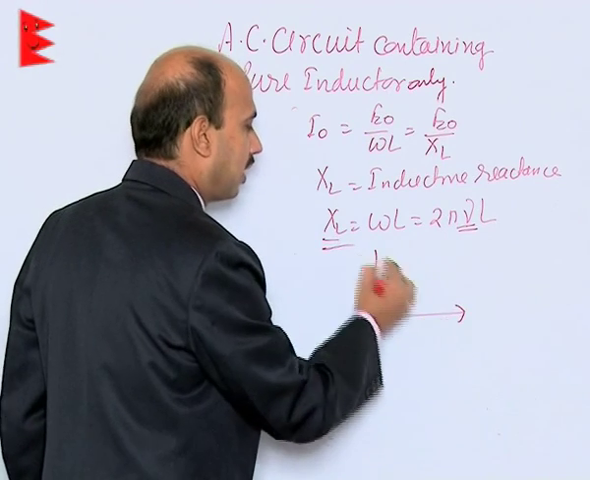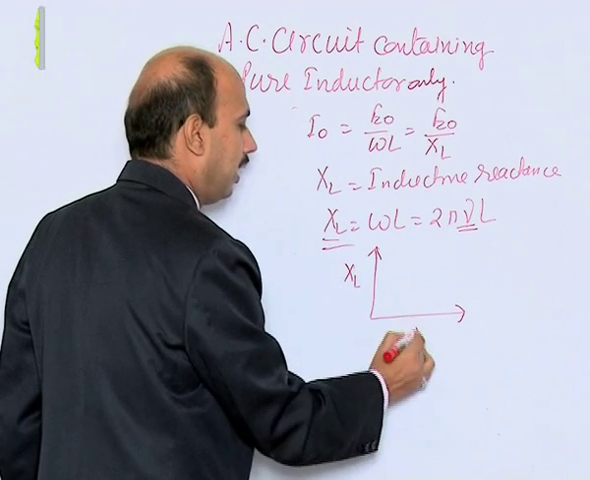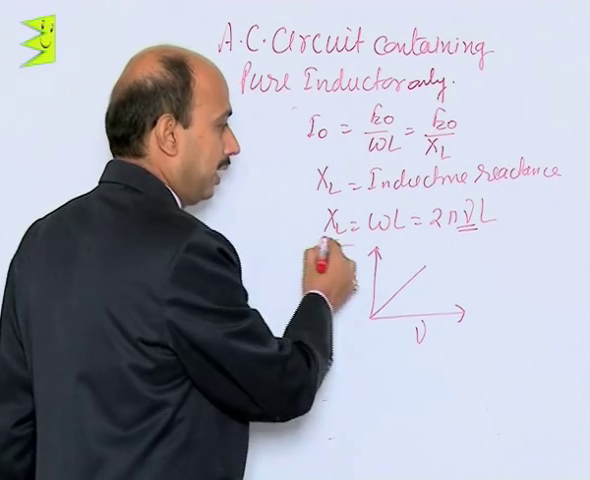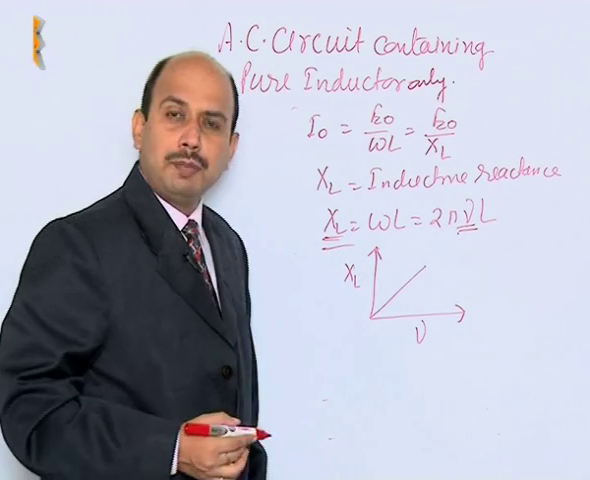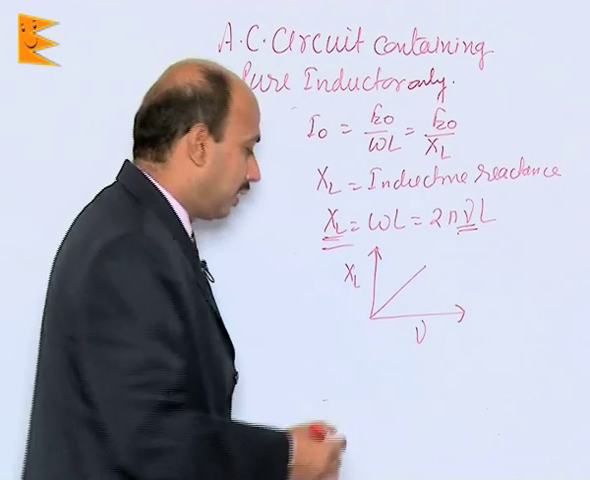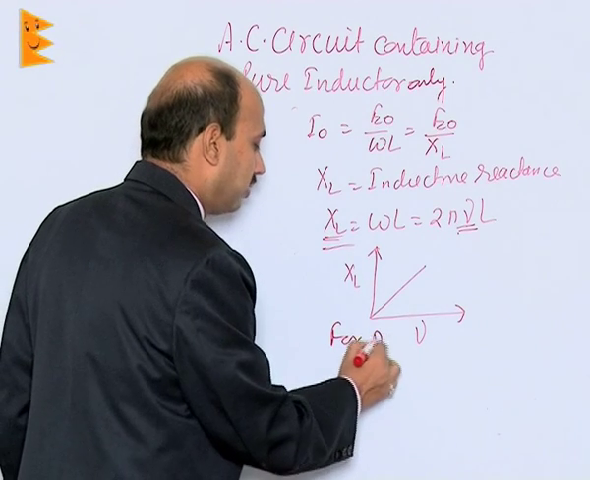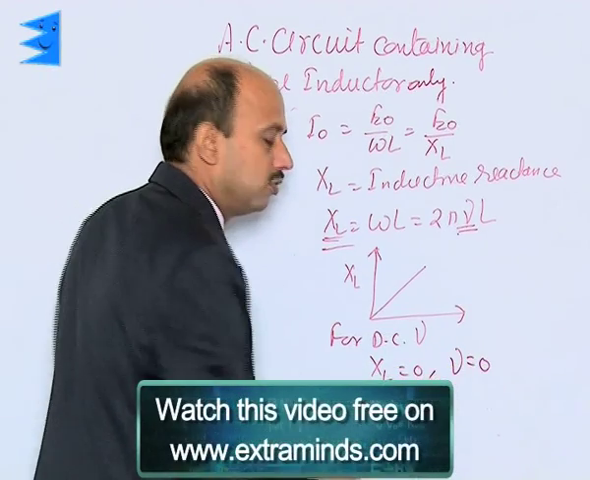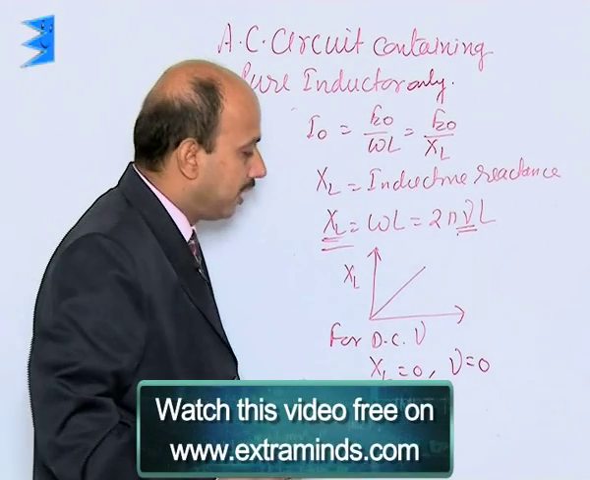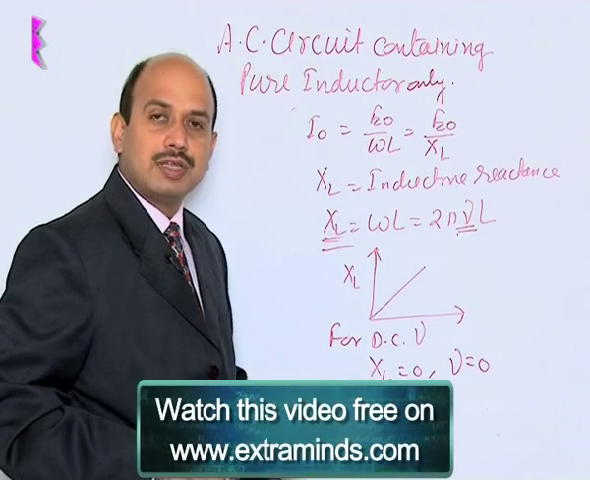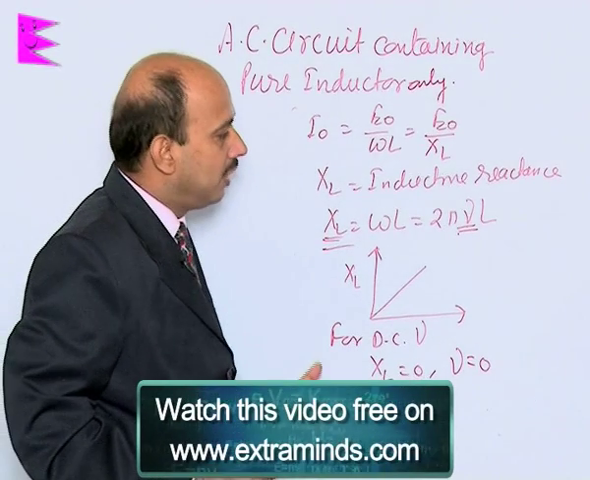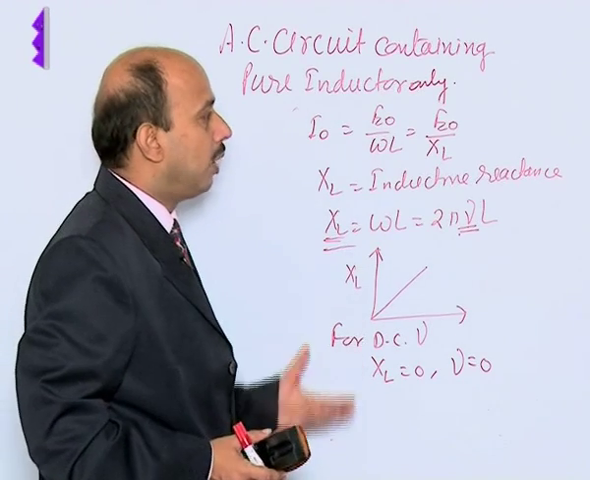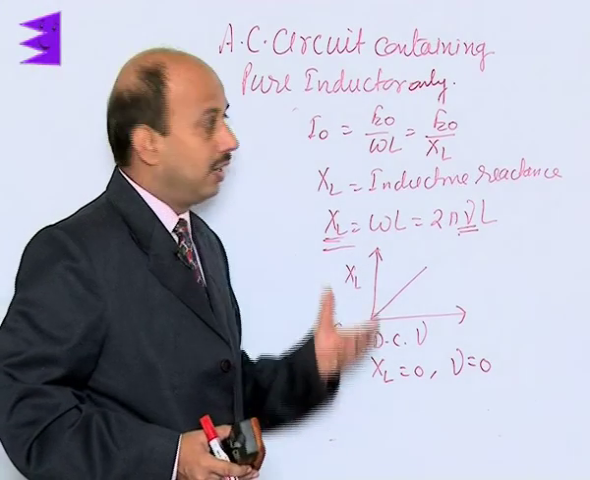When you draw its graph of X_L against nu, you get a straight line. From here it is very clear. But if you take a steady value of current, that is direct current, you get X_L equal to 0 because nu is equal to 0. So if the current does not vary and has no frequency, that is a direct current or steady value of current, then the inductive reactance is 0. So this is about induction and the inductor circuit.